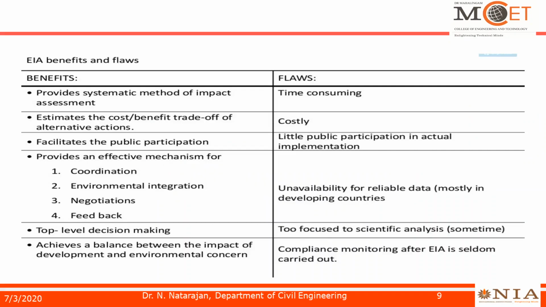So coming to the benefits and flaws of the EIA process, what are the benefits? It is a systematic method of impact assessment. Let's go through the benefits first. Why is it a systematic process? Because we are going to collect the baseline data, and then we'll have to identify the impacts, and then we'll have to see the mitigation plan, and then they submit the report, and then it goes for evaluation. And looking at all those things, the committee decides whether the project should be sanctioned or not.